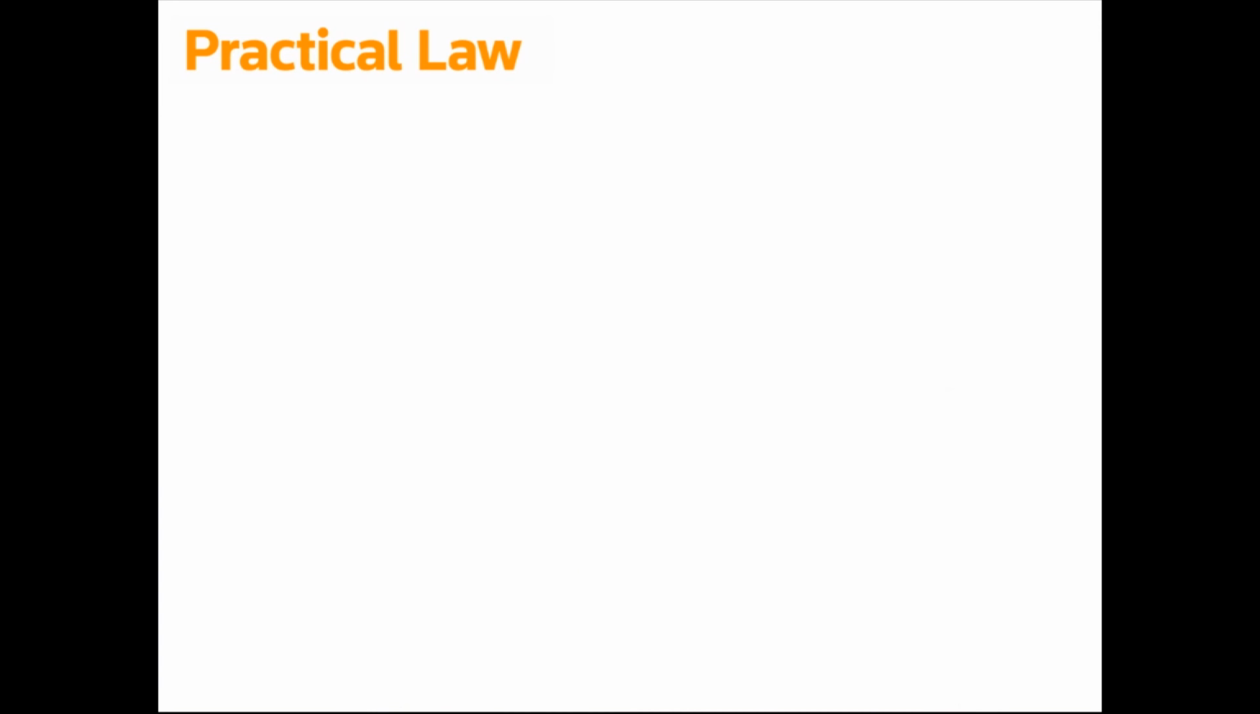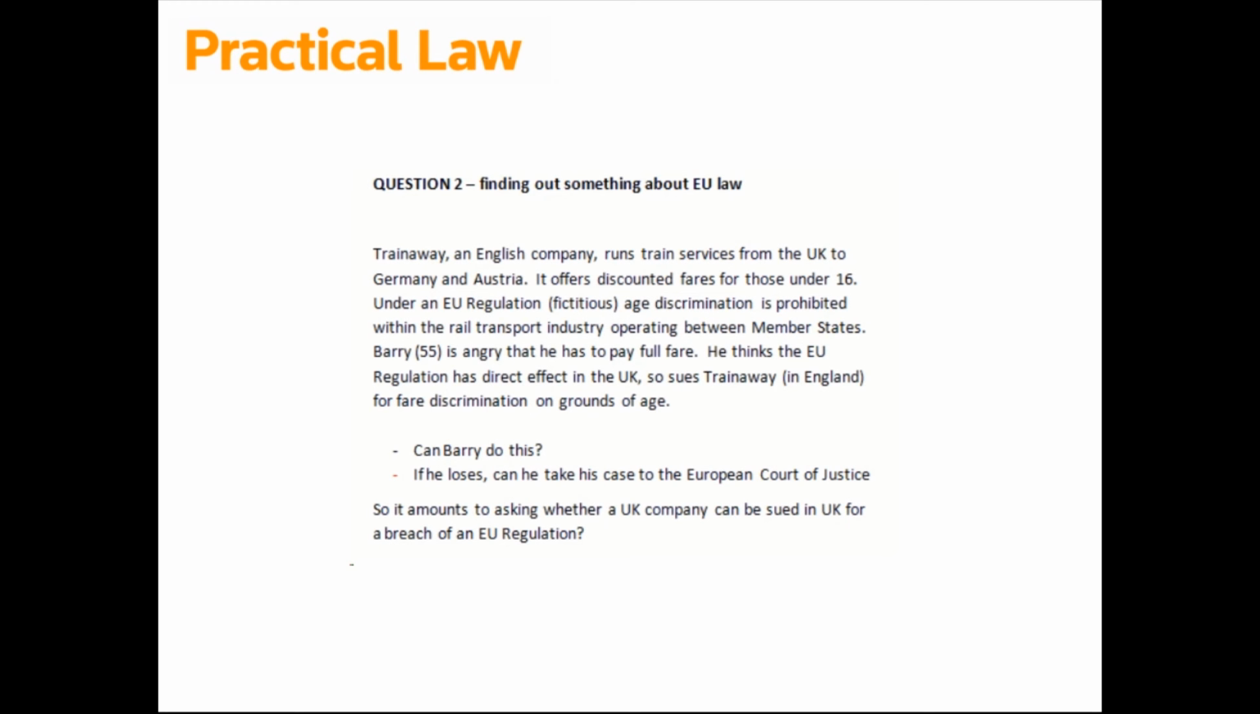If you'd like to look at question 2, which you can download from your webinar page, we're going to use this to show you some features I haven't been able to illustrate so far. This is an EU-based question, and effectively we've got an English company called Trainaway, which is busy running train services from the UK to Germany and Austria, and it's offering discounted fares for children under 16. But under a fictitious EU regulation that I've made up for the purposes of the workshop, it's not permitted to discriminate on age grounds within the rail transport industry operating between member states.